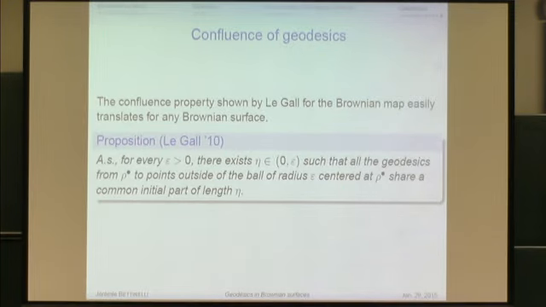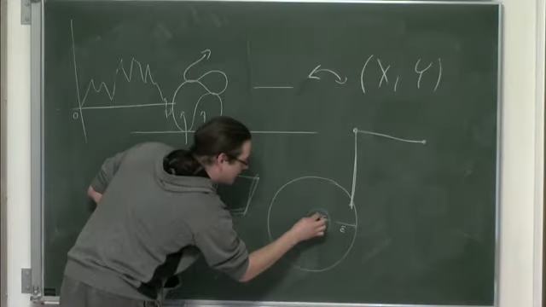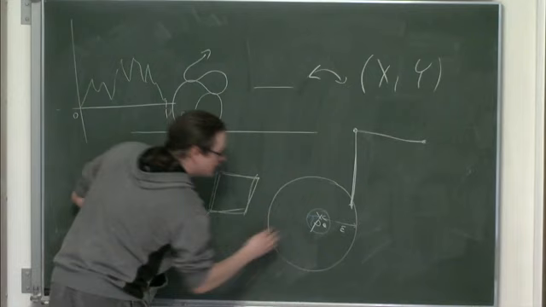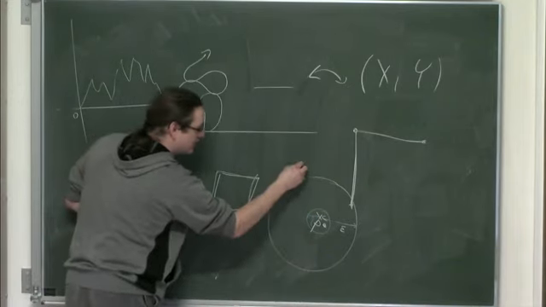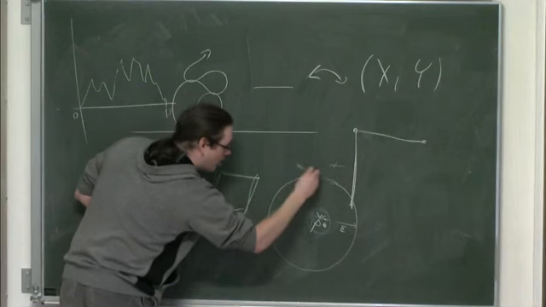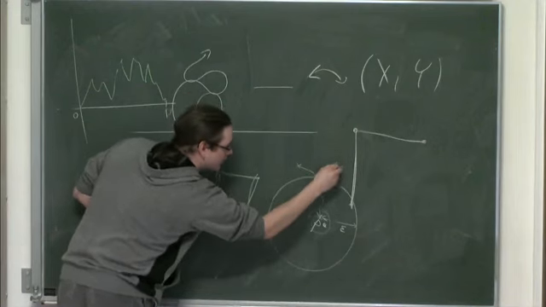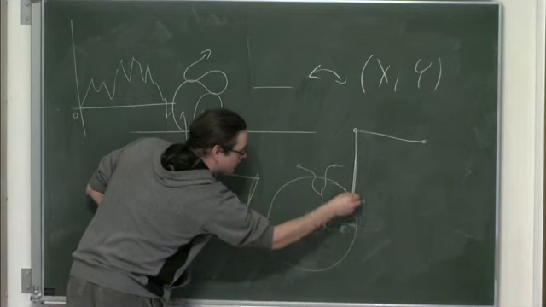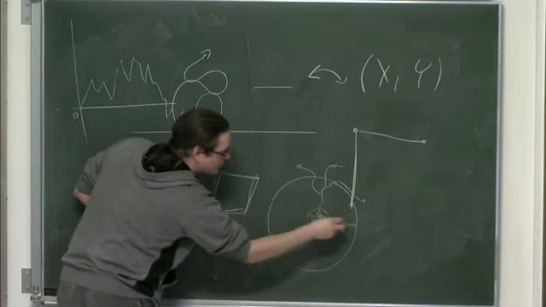if you take your point rho dot here, and you take some epsilon here, well, you can always find a small eta here, such that all the geodesics starting from outside of this ball, they will all merge before entering this small ball here.